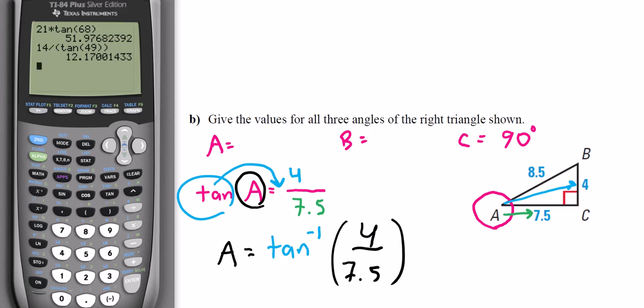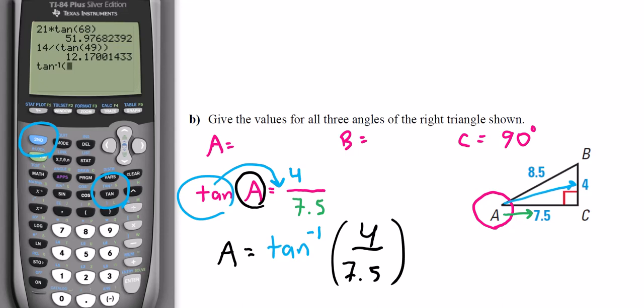So I'm going to push the second button, that's this one up here, and then I'm going to push my tan button. If you look at the top of that button, it has a little tan with a -1 power. Every calculator will have that kind of feature. You have a second button or a shift button, then you hit the tangent button, and you see it has a -1 built in.